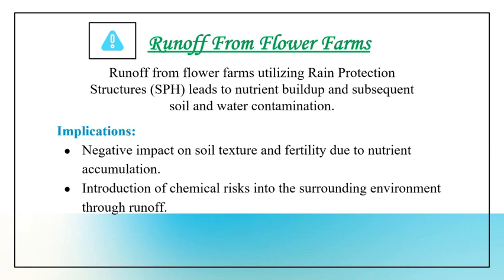A particular case study highlights the issue of runoff from large-scale flower farms that utilize rain protection structure (SPH). These structures prevent precipitation from reaching the soil, leading to an accumulation of nutrients inside the SPH and negatively impacting soil texture and fertility. Subsequent runoff from these structures introduce chemical risks into the surrounding environment, exacerbating environmental concerns. Effective countermeasures must address these different channels of entry, emphasizing the importance of sustainable agricultural practice.